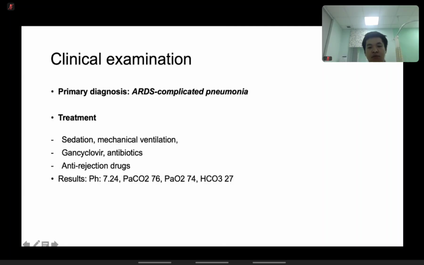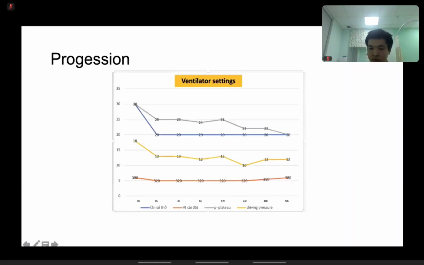But the result of the arterial blood gas shows respiratory acidosis. The pH is 7.2, and the PaCO2 is 76, while the oxygenation of the patient is acceptable.